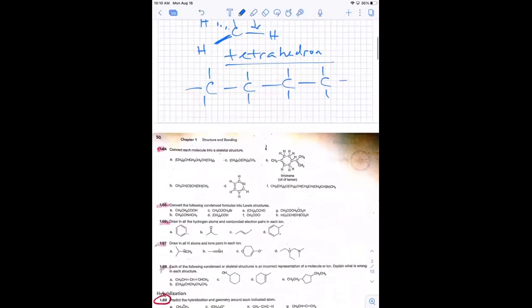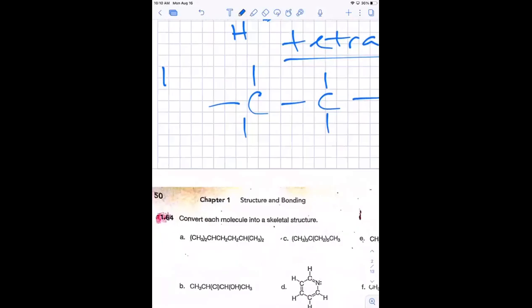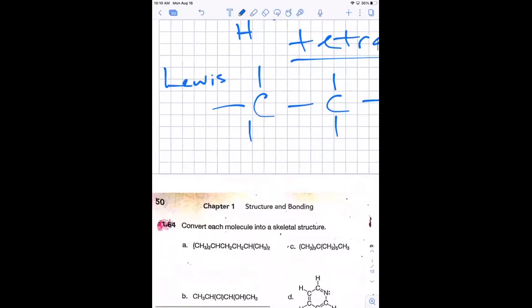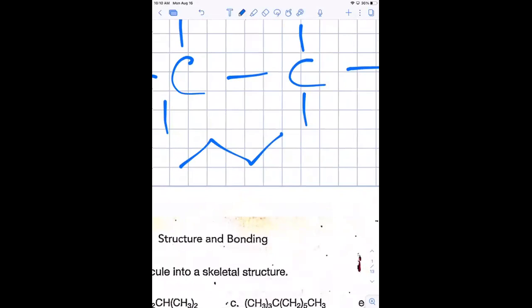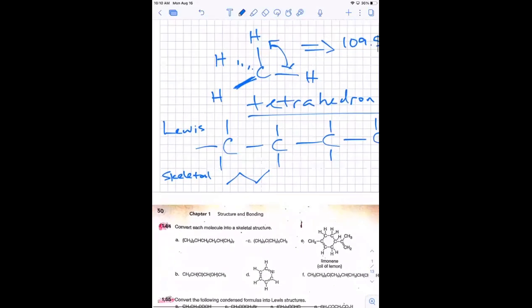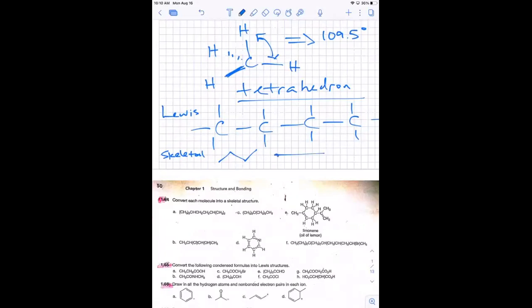But when you write this in, let me zoom in on that. This is Lewis, and then this is going to be skeletal. This is why we write it as a zigzag, right? Because every carbon in that chain is actually tetrahedral. So we don't write it like this with 4 dots on a line, right? We actually write it the way it's actually shaped, with each carbon having that tetrahedral geometry. All right, are y'all following that?